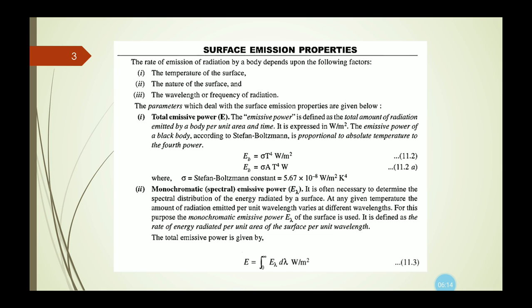So the emissive power of a black body according to Stefan Boltzmann, this is the rate equation in case of the radiation heat transfer. It is proportional to absolute temperature to the fourth power. So E_B equals sigma T to the power 4 watt per meter square. This formula is actually the Stefan Boltzmann law.